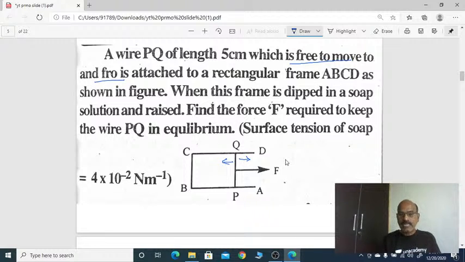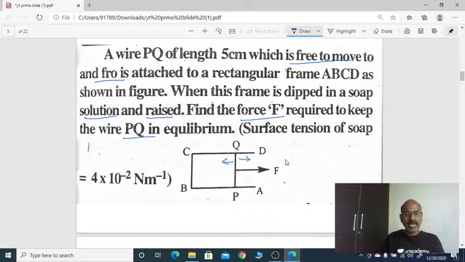When this frame is dipped in a soap solution, after dipping in soap solution you raise it. The force F required to keep the wire PQ in equilibrium, right? After dipping in the soap solution you just raise it, and then how much force is required to keep the PQ in equilibrium, in the same position again, right?